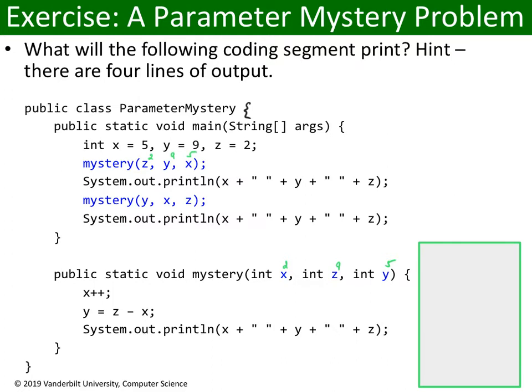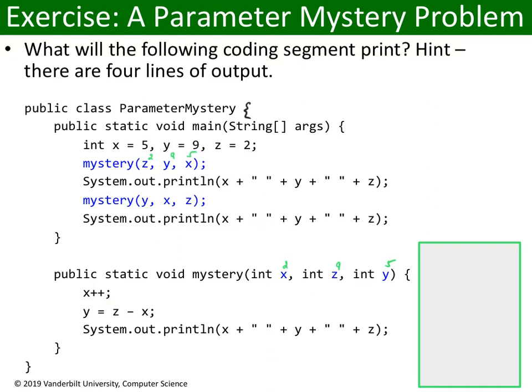Now, inside our method, because when we arrive at this statement in the main, we are going to evaluate these expressions, copy those values into our parameters, and then our program pointer is going to jump into the first line of the method that is being called. So at this point, we have x++.